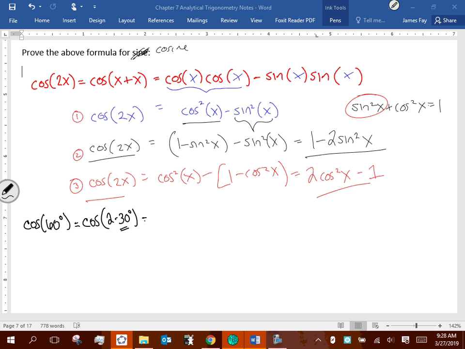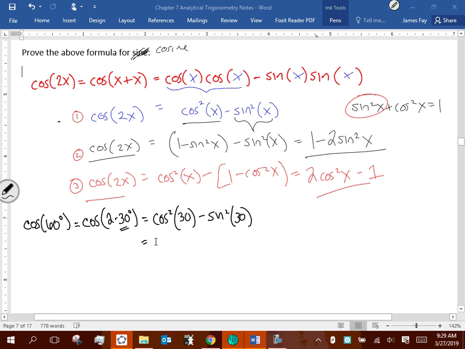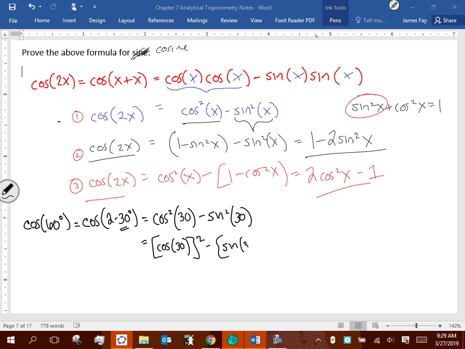So if I'm going to use formula number 1 here, we can rewrite this as cosine squared of 30 degrees minus sine squared of 30 degrees. And I think some people are probably going to prefer seeing it this way. Remember, that's what squaring a trig function really means to us, right, when we write it this way.